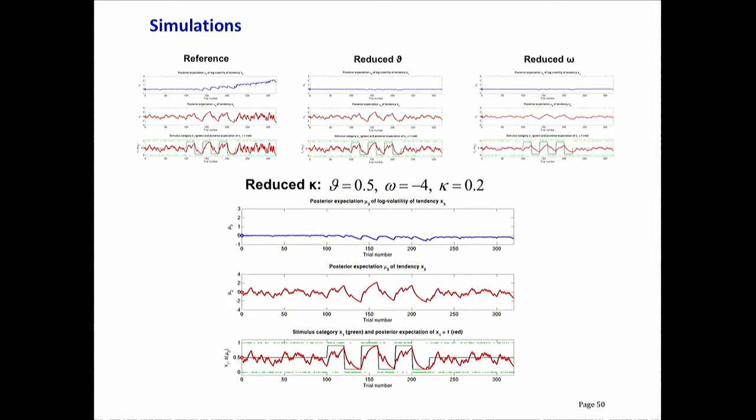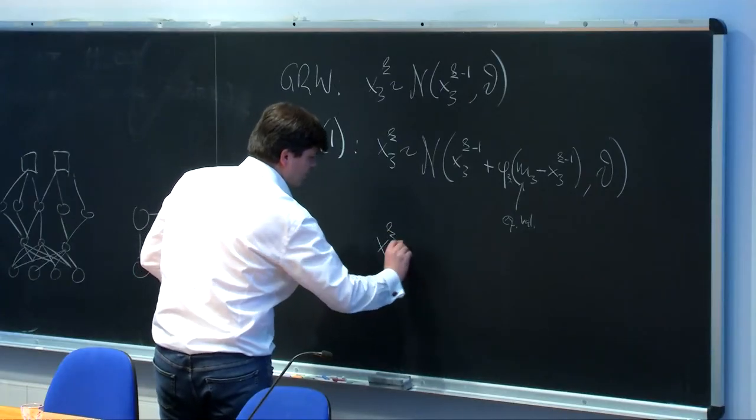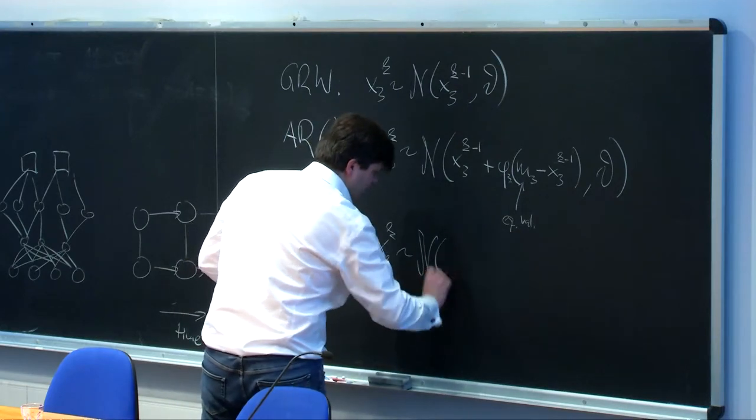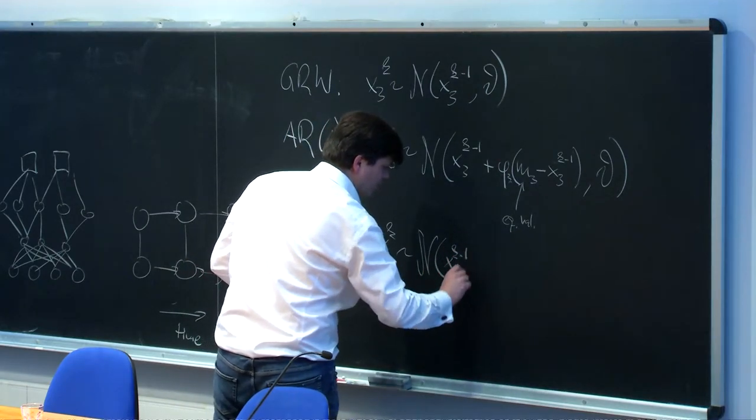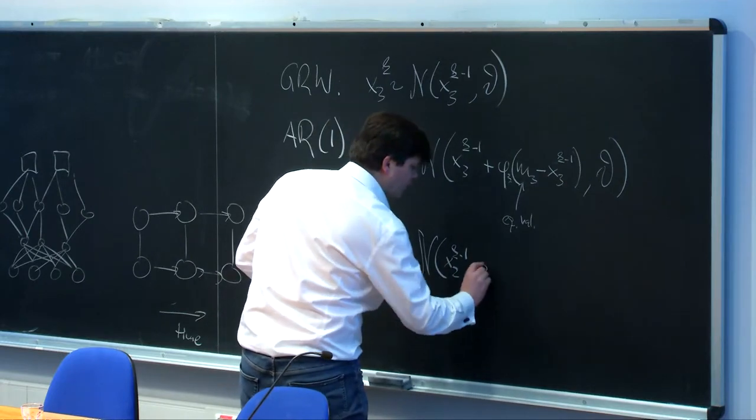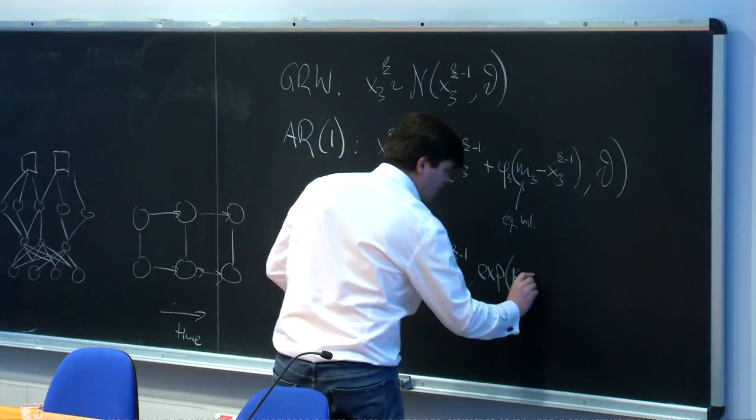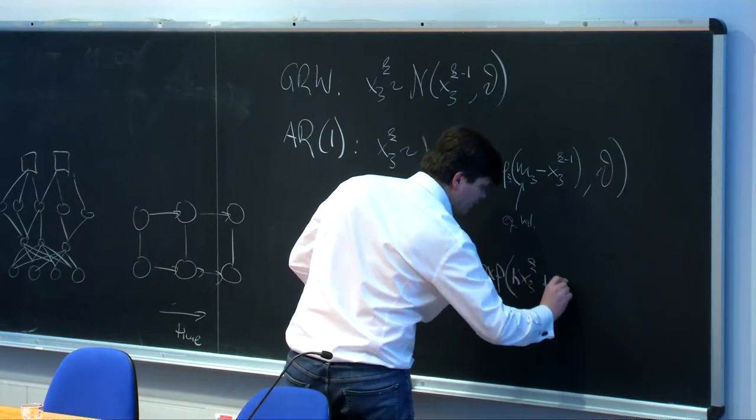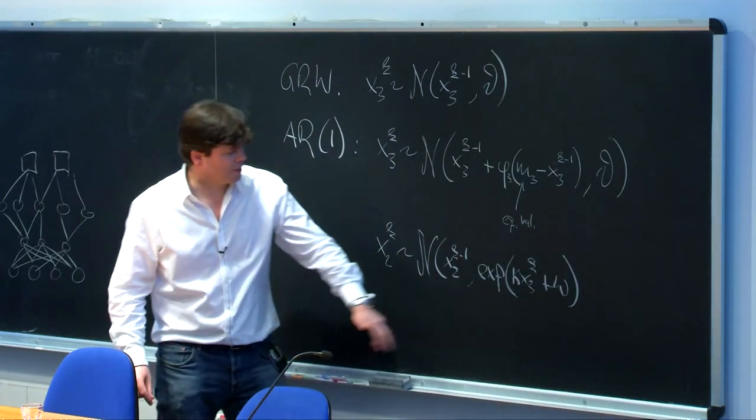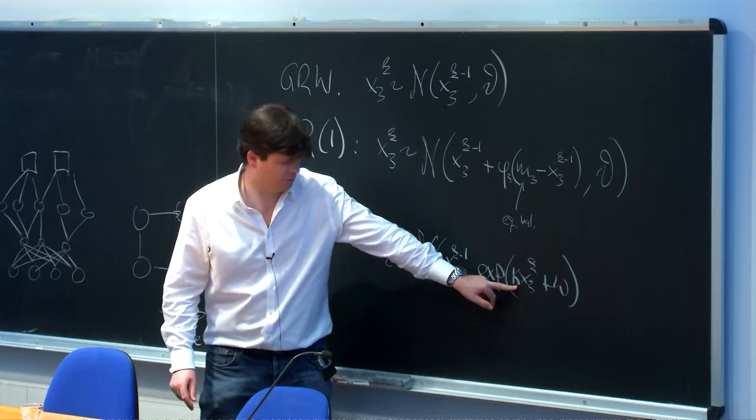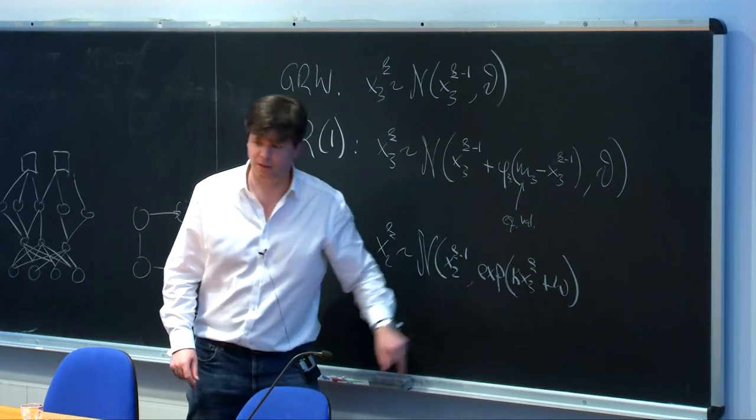The third thing we can play around with is kappa. And kappa is the coupling between these two levels, because we have, as a reminder, x2k is distributed as a Gaussian around x2k minus 1 with a variance of the exponential of kappa x3k plus omega. So kappa couples x2 and x3.